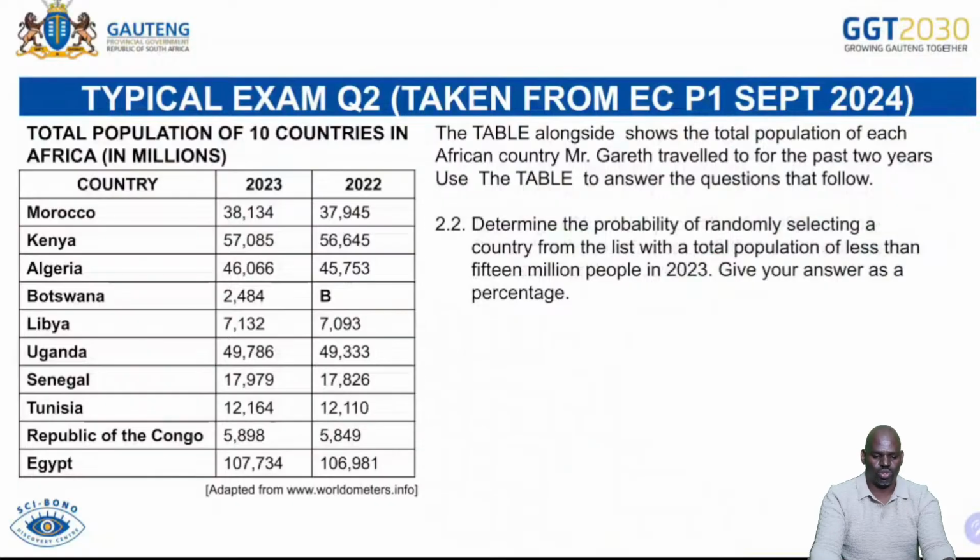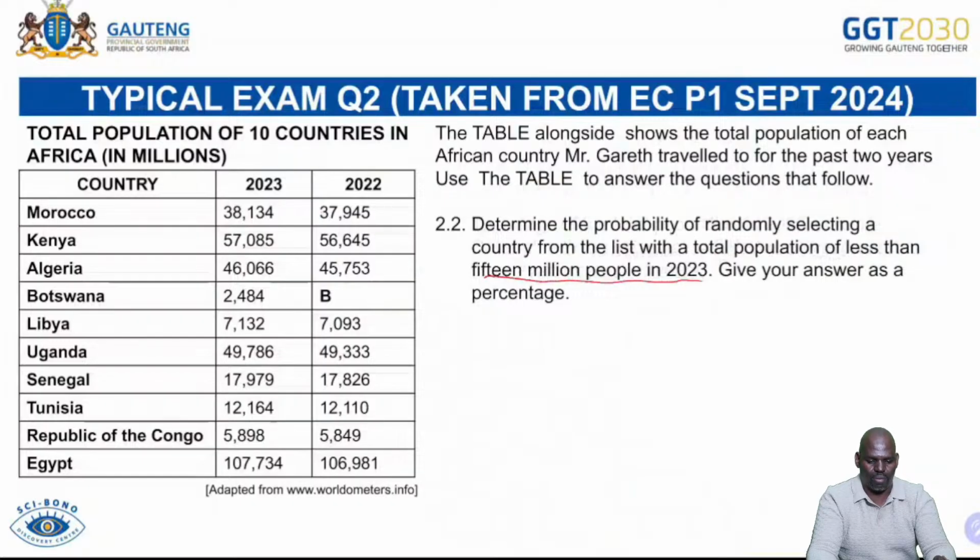Okay, then number 2.2. Determine the probability of randomly selecting a country from the list with a total population of less than 15 million in 2023. Give your answer as a percentage probability. In this case, they specify to give your answer as a percentage. Remember, a probability can be written as a fraction, as a decimal, and also as a percentage.